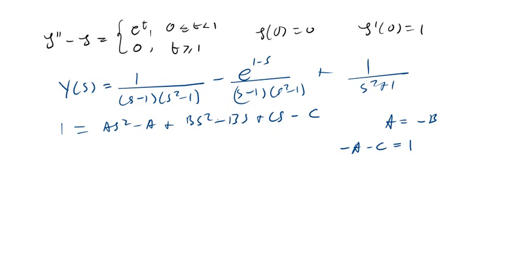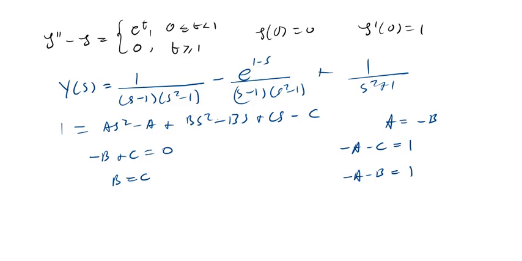Then from this one and this one, what do we have? We're going to have minus b plus c is equal to 0, meaning b is equal to c, or c is equal to b. We can say minus a minus b, right? Because c is equal to b, that would be equal to 1.